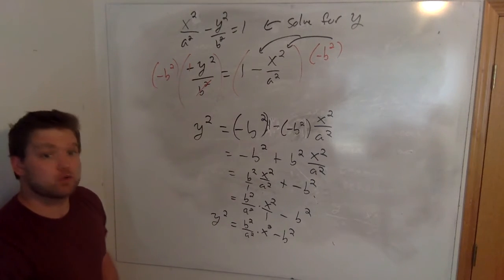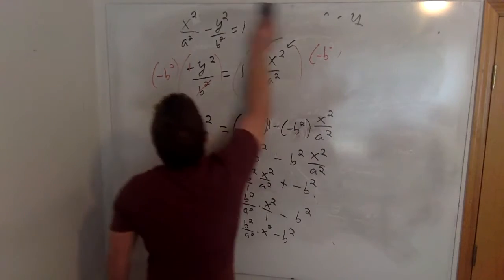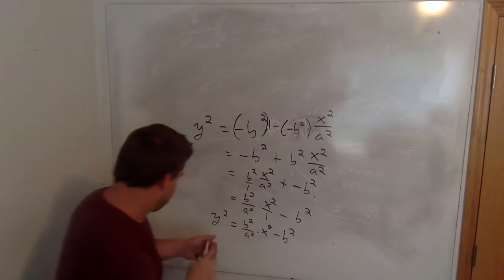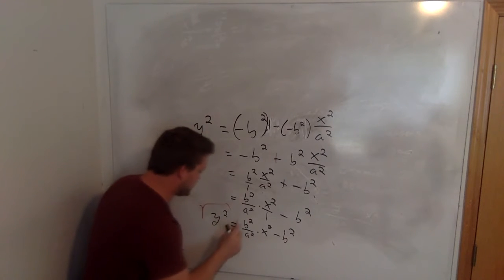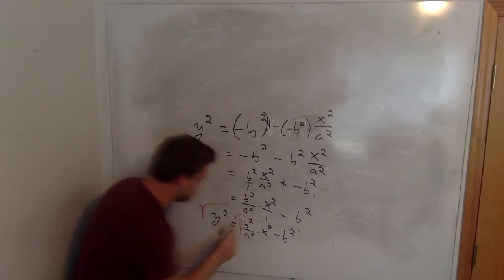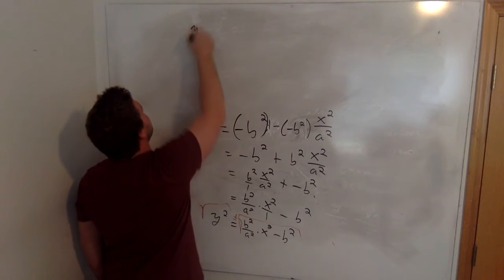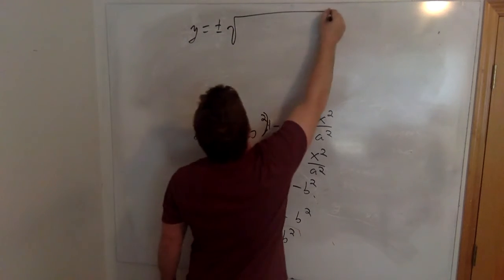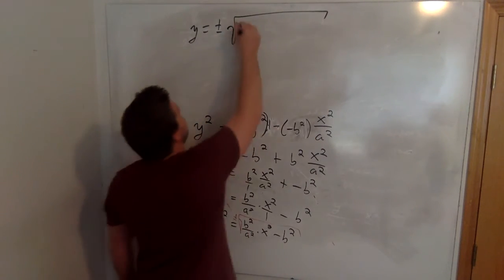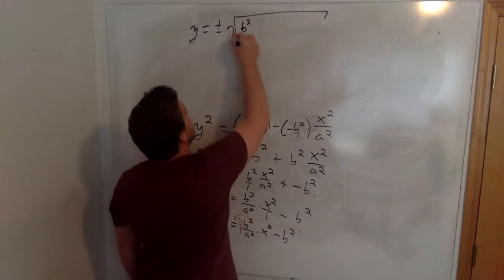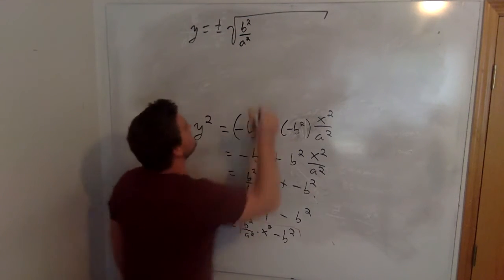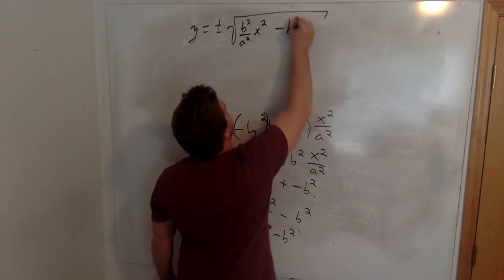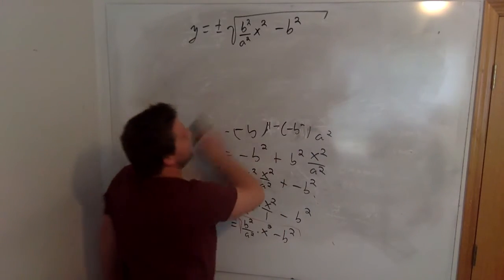Now we're going to square root both sides, and let's not forget the plus or minus. So y is equal to plus or minus the square root of b squared over a squared times x squared minus b squared. All we did here is just solve for y.